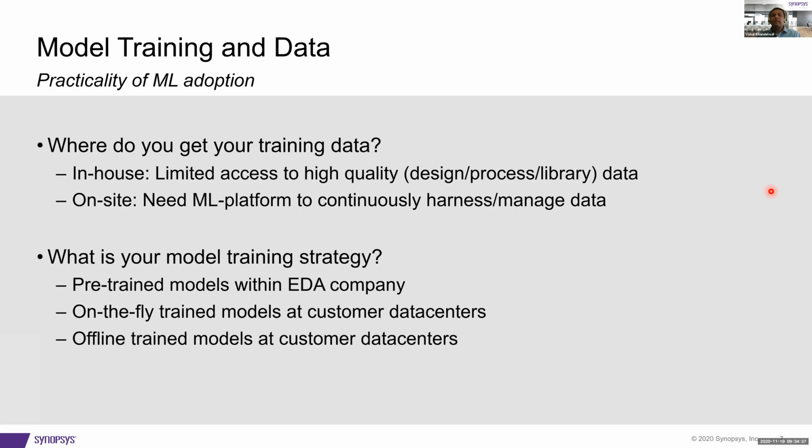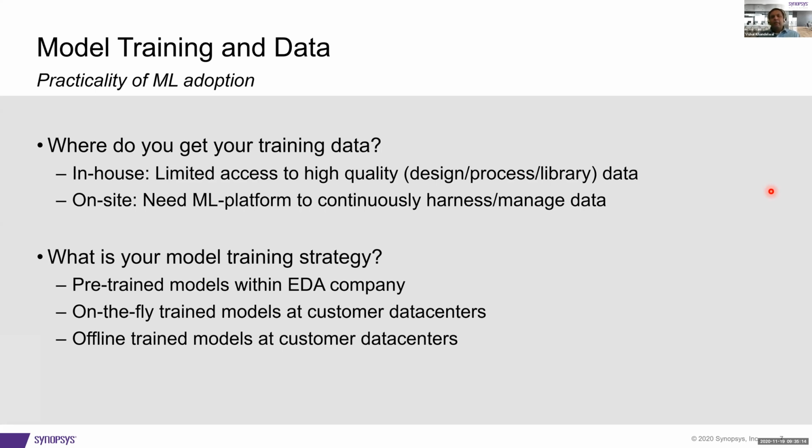A related question is then, what is your model training strategy? Because depending on the data and what you're going for, you have to choose your model training strategy. The ideal and preferred solution is always pre-trained, right? We pre-train the models with the data we have, we ship it with a tool, it's easy to use. What's the downside? The downside is that if you really believe your model needs features which are very specific to the design or the process or the library that it's going to work on, then pre-training your model is always going to be a little bit behind. So you are compromising on accuracy.